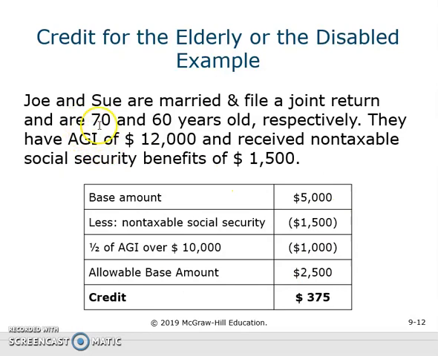Since only Joe is over age 65, 1/2 of the AGI over $100,000 is $1,000. So their allowable base amount is $2,500, which when we multiply that times 15%, their credit would be $375.